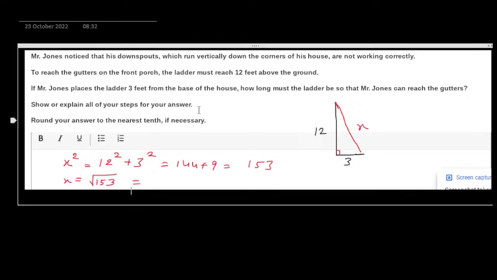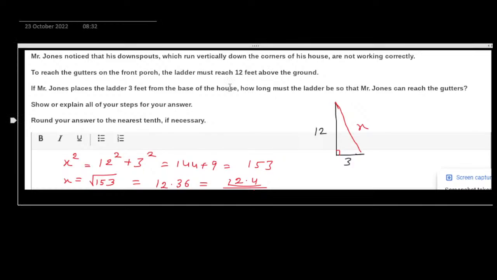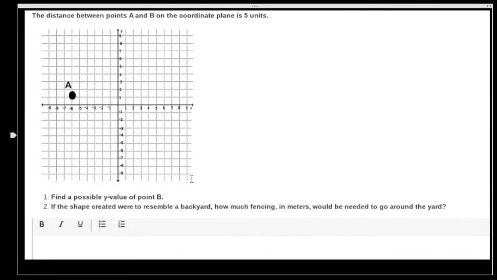Now square root of 153, so I will say 153 power 0.5. Okay, so it is 12.36. But I have to round it off to 10th place, so it is 12.4. 12.4 is the correct answer.